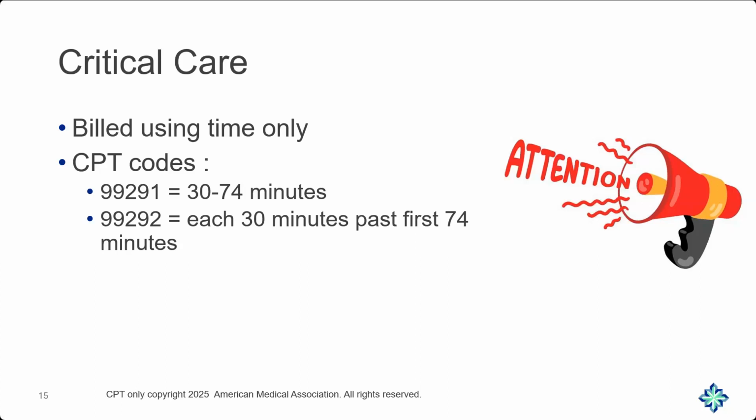And here I've included the codes that you're going to use. It's going to be 99291 for the first 30 to 74 minutes, and then 99292 for each additional 30 minutes past the 74. So you have to meet the 74 minutes before you can start billing for 292.